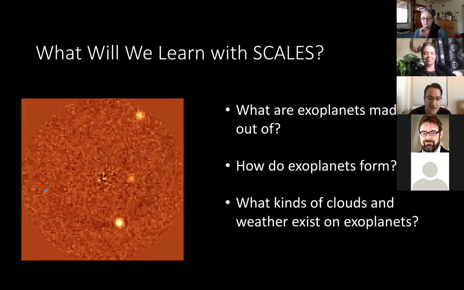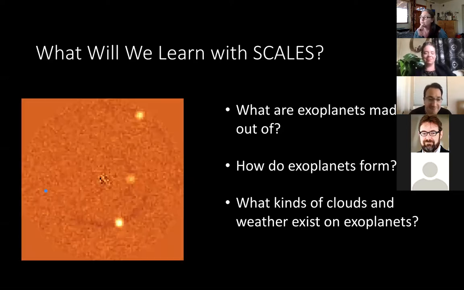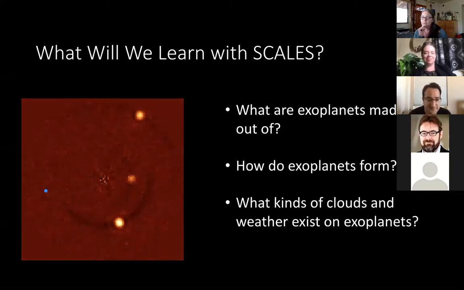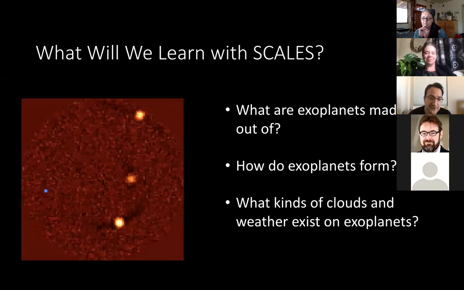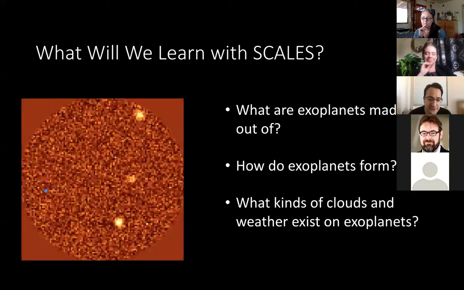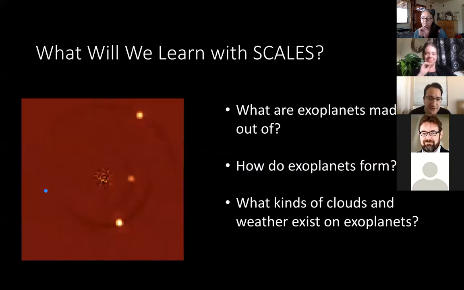So that's something that we'll be able to see right away in a spectrum of this planetary system. You can imagine looking at this system a few nights in a row and seeing how it changes. And you can use that to infer something about the clouds and the weather on exoplanets. So there's sort of limitless things you can do, even just from one exoplanetary system.